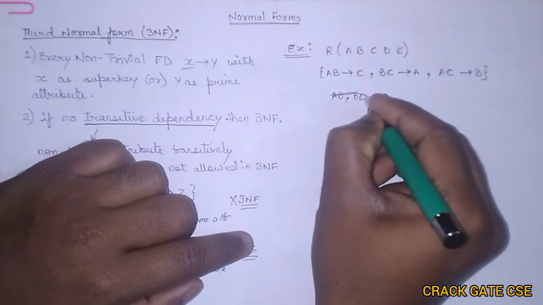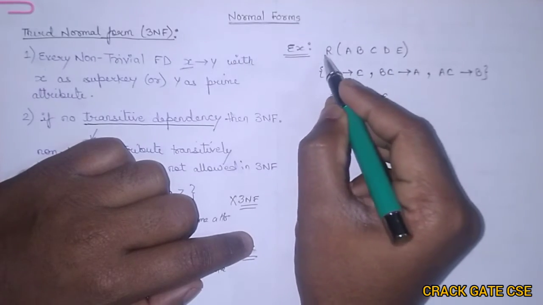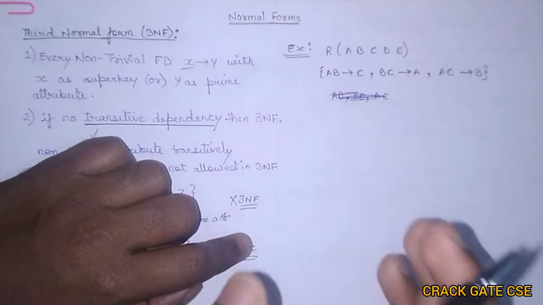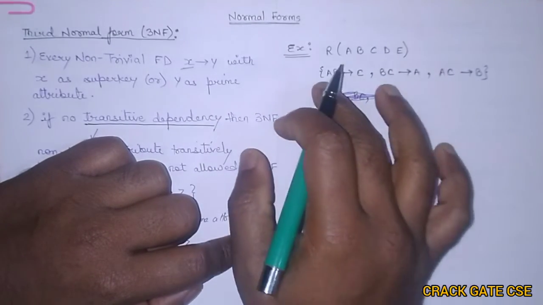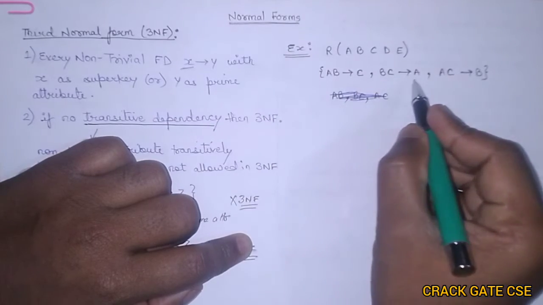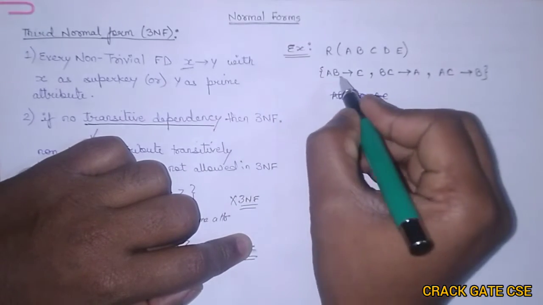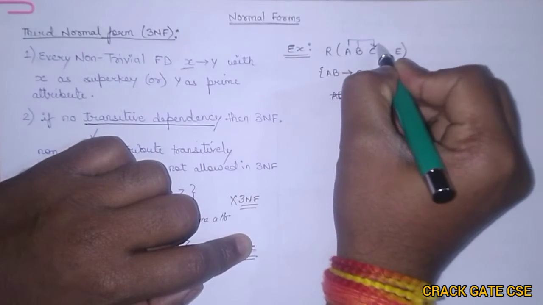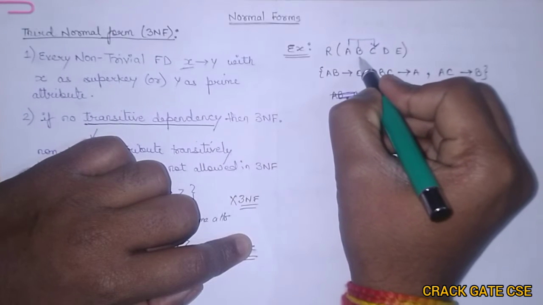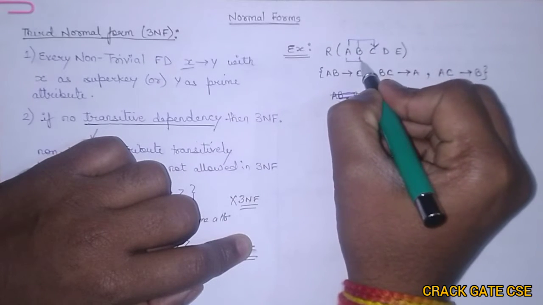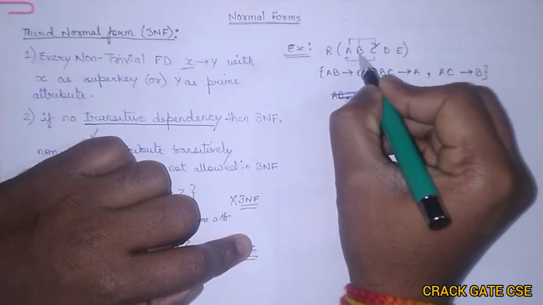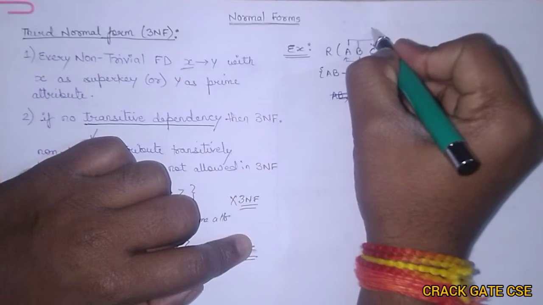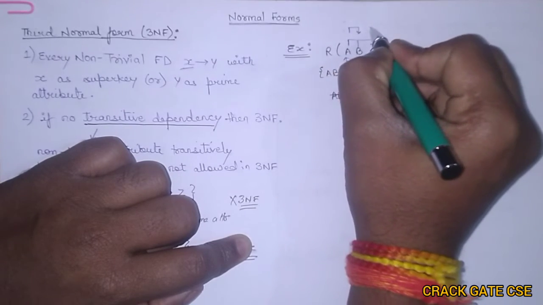This is an example, a relation R with these 5 attributes. First of all, we need to find the candidate key for this relation. With this functional dependency set, we know that AB is deriving C, BC is deriving A, and C is deriving B. That means A and C is deriving B.